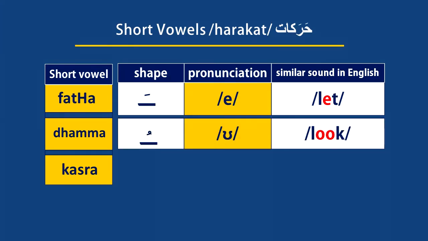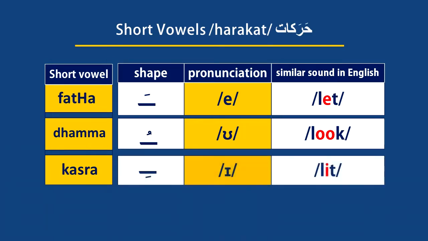The second haraka is dhamma. It looks like a comma positioned over a letter, and the pronunciation of dhamma is the same as that of the sound u in the word look.